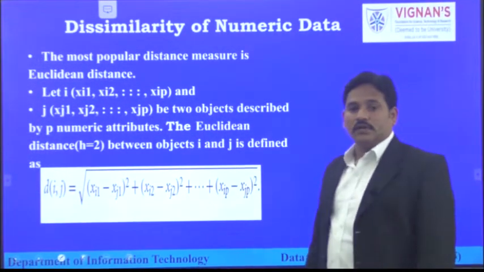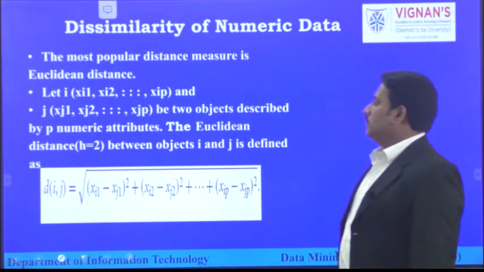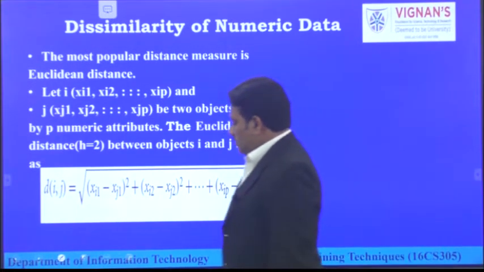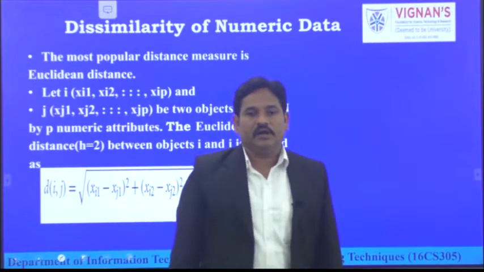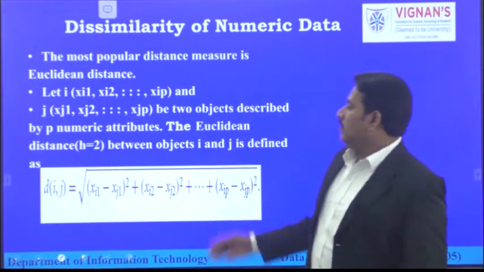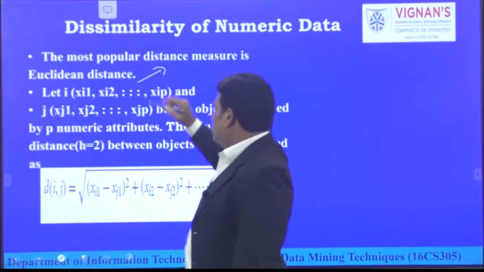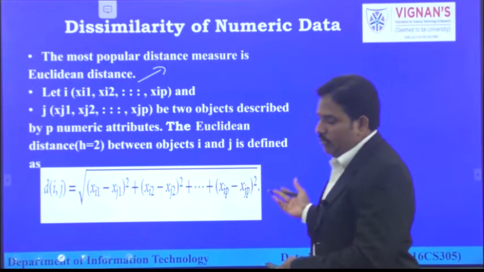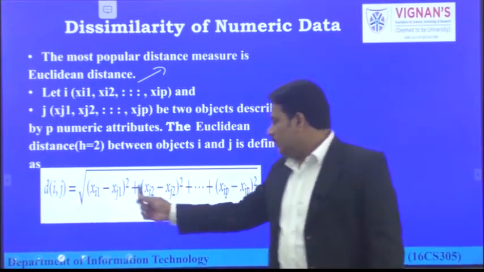Now, how can we measure the dissimilarity between the numeric data? The most popular distance is Euclidean distance. When we want to measure similarity and dissimilarity between the numeric data, we can use Euclidean distance. Now, how is this Euclidean distance going to be calculated? In the same manner as we did in the variance, the numerator we are repeating here.